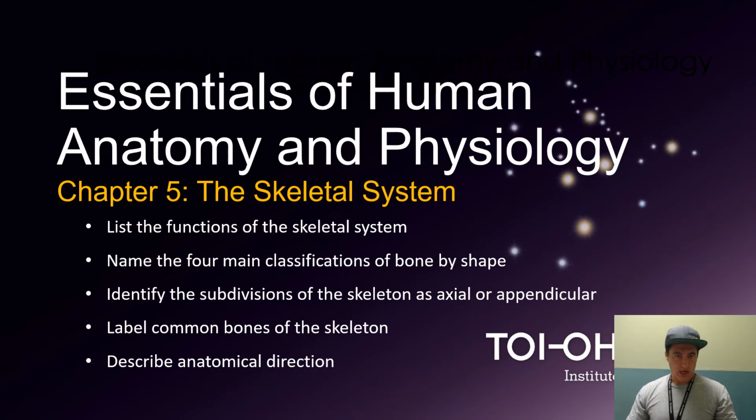This week we're going to look at the muscular and skeletal system. We're going to kick it off with the skeletal system. By the end you should be able to list the functions of the skeletal system, name 4 main classifications of bone based on their shape, identify the subdivisions of the skeleton as either axial or appendicular, label common bones of the skeleton, and describe anatomical direction.